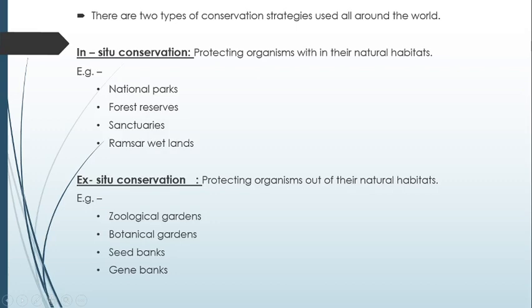But from these two strategies, the best method of protecting a type of organism is in situ conservation. It is because conservation means protecting not only the organism but also its natural environment. So to protect the natural environment, the best method is in situ conservation.